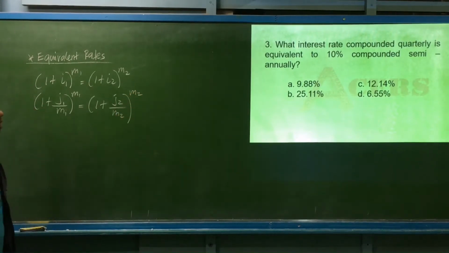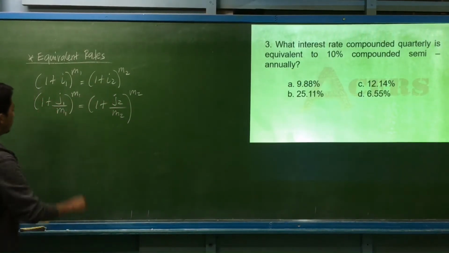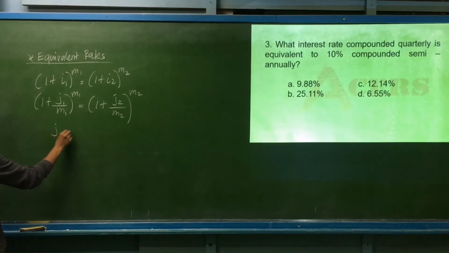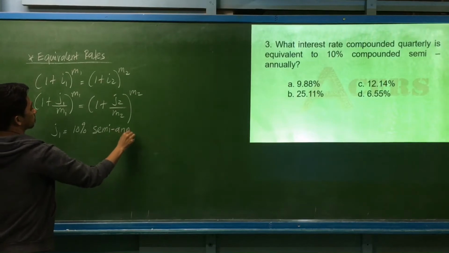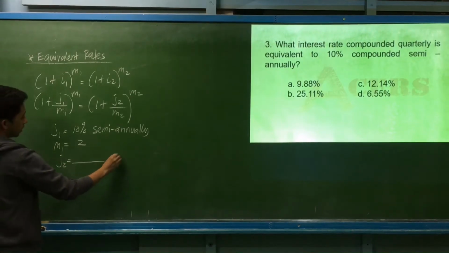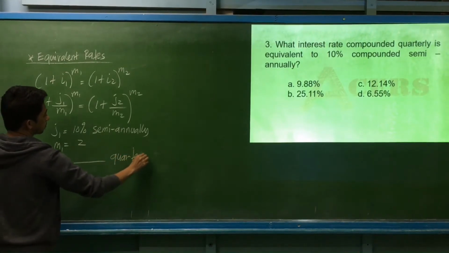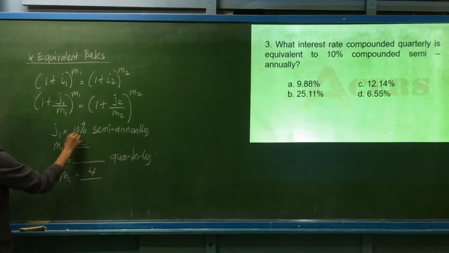So we have to convert 10% compounded semi-annually. Let's say this is our j1 equal to 10%. If it is semi-annually, the value of m1 is 2. Then we are looking for j2, which is quarterly. If it is quarterly, the value of m2 is 4.